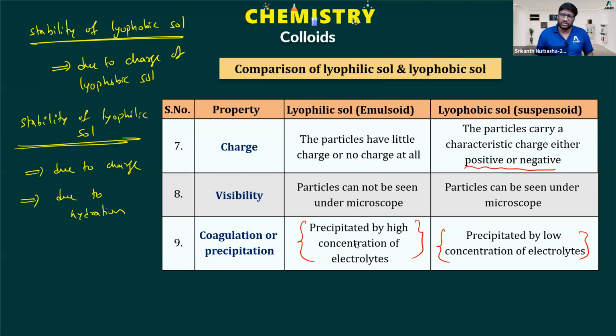How can I remove the charge? I'll add an electrolyte. Electrolyte has cations as well as anions. Let us say the colloidal particle has a positive charge. So negative ions from the electrolyte come and neutralize this positive charge. To remove charge, electrolytes need to be added. To remove hydration, a suitable solvent has to be added. Like that, I can do the coagulation of lyophilic colloids.